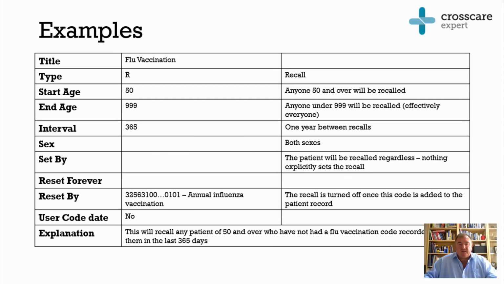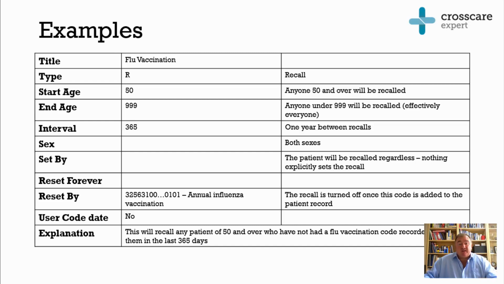I could get flu vaccinations to be recalled. So again, it's a recall. I'm going to start at age 50 and end at age 999. So effectively, we recall everybody over 50. Again, the interval is 365 days. We don't put in a sex parameter, so we get both sexes.